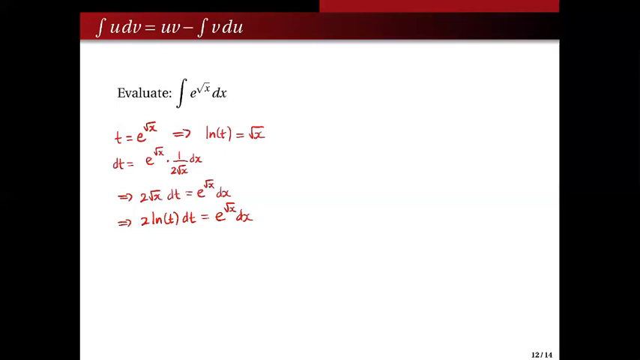Which means that this guy here is simply integral of what? I have here e to the square root of x dx. This will be this guy only, 2 ln of t dt. That's our substitution rule. Following so far?